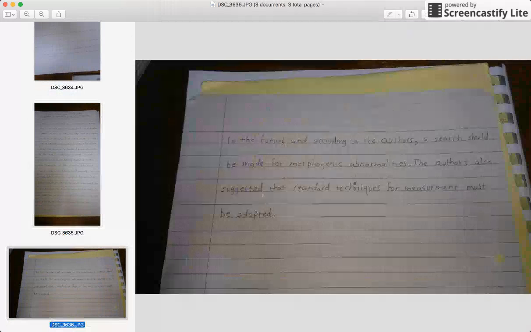So the last page says, okay, in the future, according to the authors, a search should be made for, okay. Alright. You're missing key information regarding the aim, yeah? You go look at the aim and look at what they say about the aim in the conclusion. Remember, they're trying to set norms for Arab babies for AF size. You've mentioned none of that in the conclusion. Okay, so you're missing some key information here.